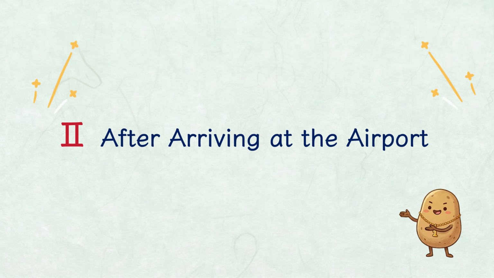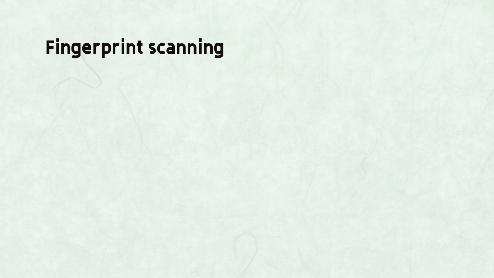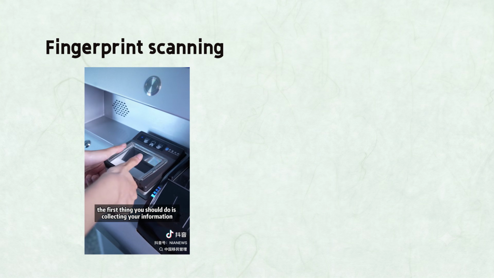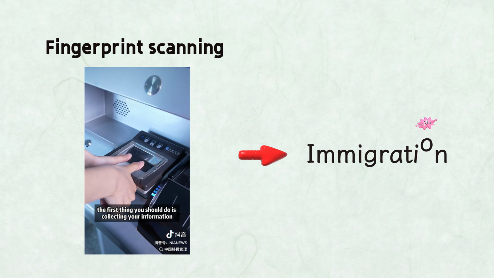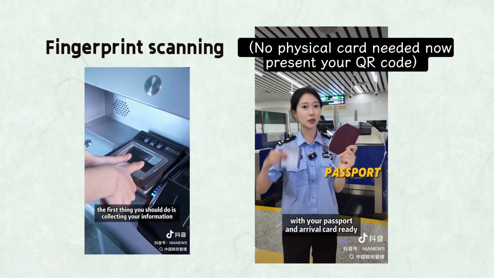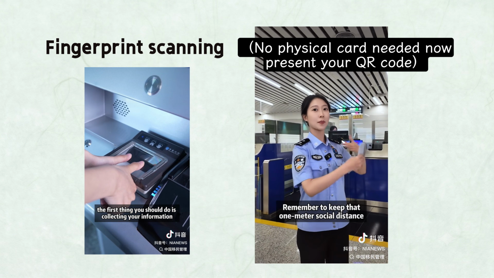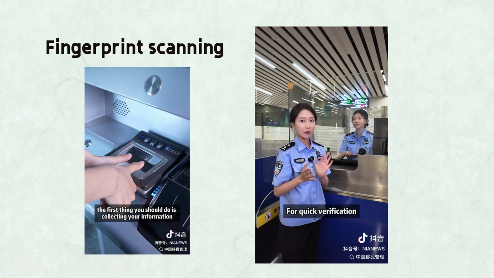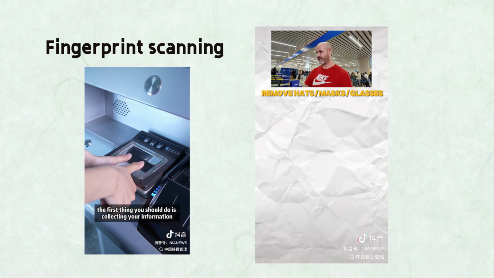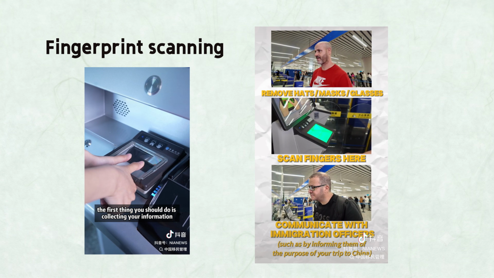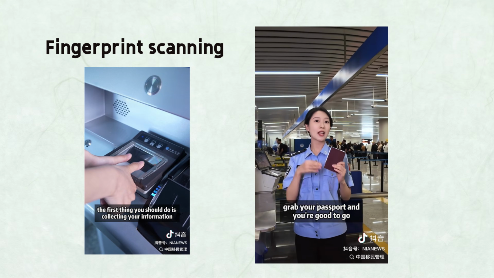Now we arrive at the Chinese airport. First stop, fingerprint scanning. After you get off the airplane, the first thing you should do is have your information collected. After that, grab your passport and head to immigration. Follow me this way. Wait behind the yellow line with your passport and your arrival card ready. Remember to keep 1 meter of social distance. Hand over your documents. For quick verification, remove hats, masks, and glasses. Scan fingers here. Communicate with immigration officers. Once approved, grab your passport and you're good to go.